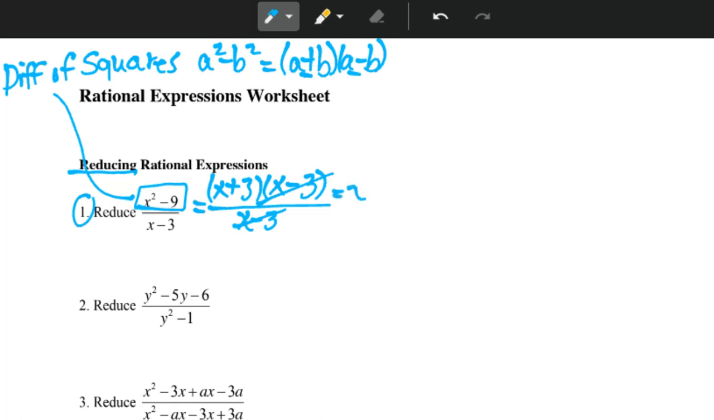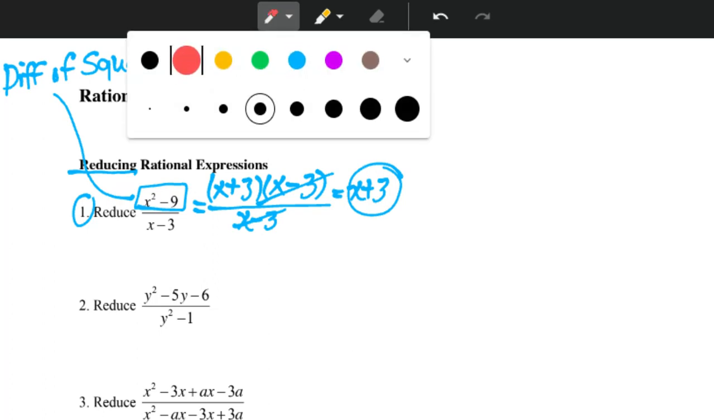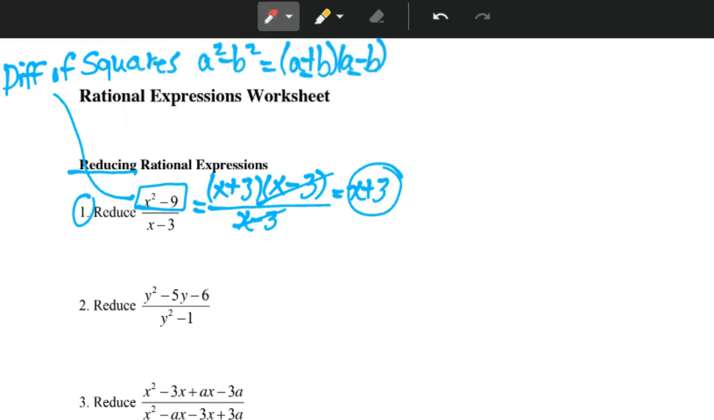to get x plus 3. And a special note, you can only divide out if the operation that's happening between factors is multiplication. If there were a plus here, we wouldn't be able to divide out. So you can only divide out common factors like these whenever you only see multiplication right next to it.